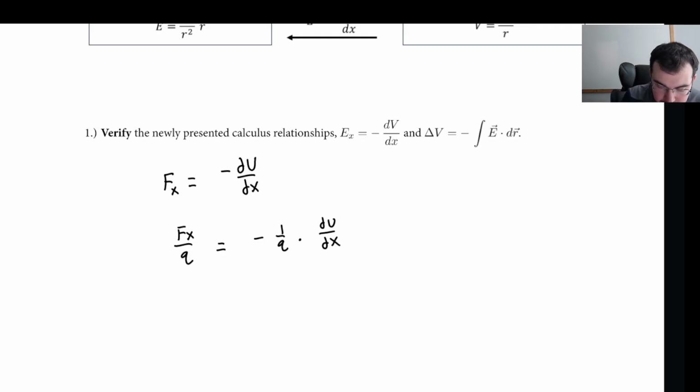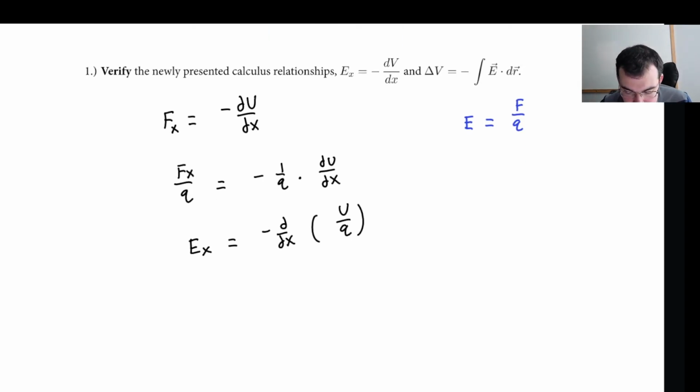And now if we use the fact that electric field is defined as the force per unit charge, we can write this as the electric field in the x direction. And then we can move this derivative out in front because the derivative is what we call a linear operator, meaning it doesn't matter if you multiply then take a derivative, if this is a constant, which it is. If it's not a constant, of course, you have to use the product rule, but we can just rewrite this as the negative derivative of U divided by q.